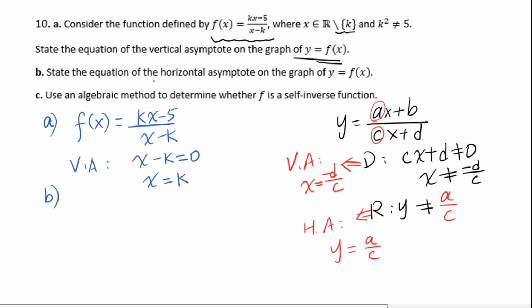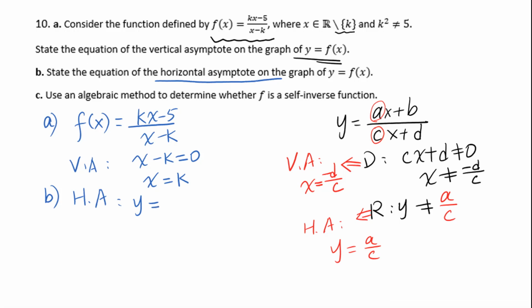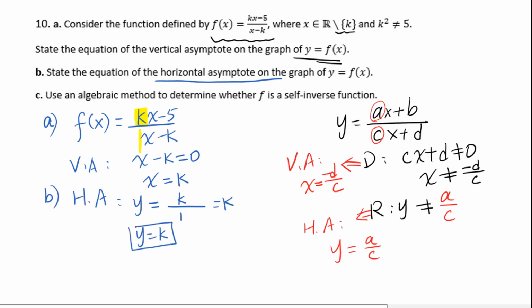Look at part b. State the equation of a horizontal asymptote line. The horizontal asymptote line will be y equals. Check the coefficient of x. This is a k. This is a 1. For the horizontal asymptote line it will be k over 1 equals k. Y equals k is a horizontal asymptote line.